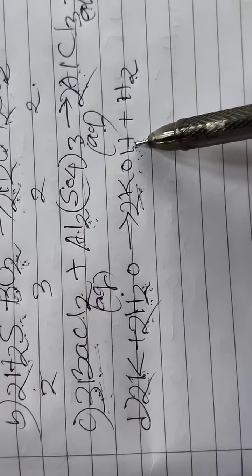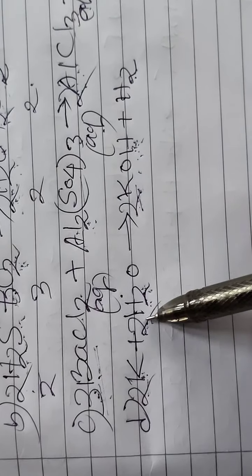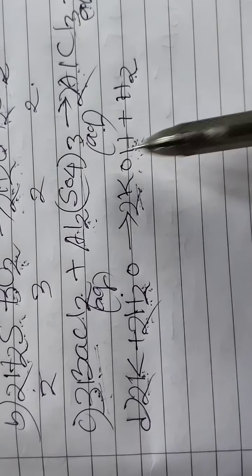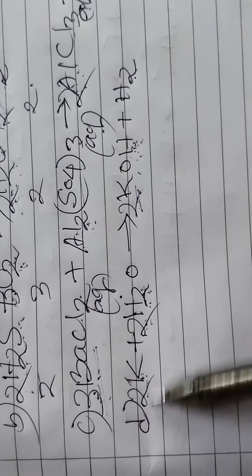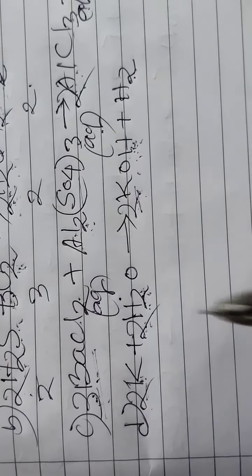Then hydrogen, 2 plus 2, 4. Here 2 multiplied by hydrogen 2 plus 2, 4. Oxygen 2, that is 2. So all these are balanced. 2 is 2, 2 is 2, 2 is 2, 1. Okay, so question D is balanced.